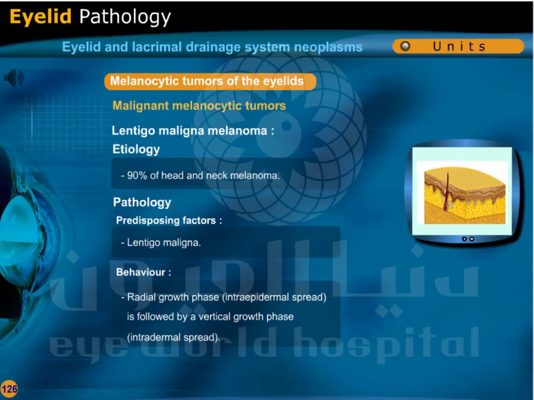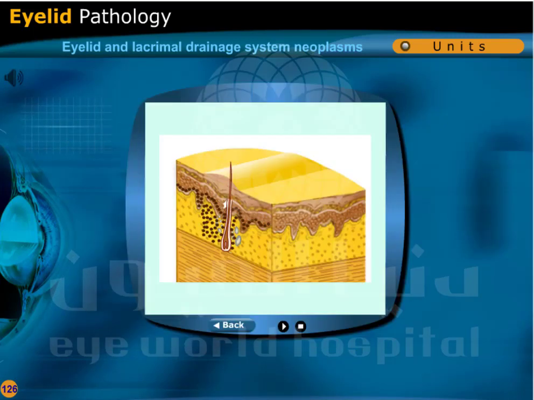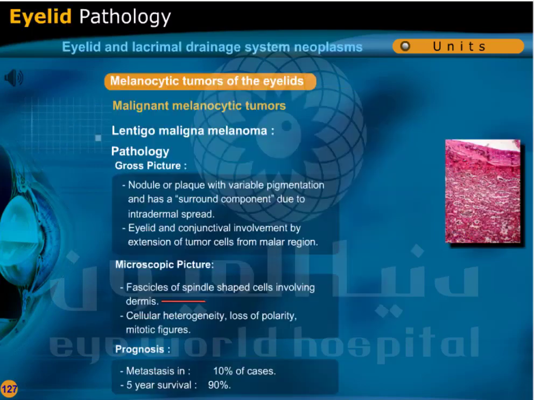Lentigo maligna melanoma. It constitutes 90% of head and neck melanoma. It is predisposed to by lentigo maligna. The radial growth phase, intraepidermal spread, is followed by a vertical growth phase, intradermal spread. Lentigo maligna melanoma appears as a nodule or plaque with variable pigmentation and has a surrounding component due to intradermal spread. The eyelid and conjunctiva are involved by extension of tumor cells from the malar region.